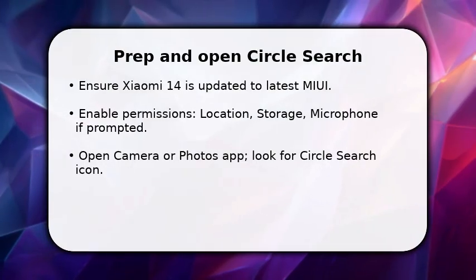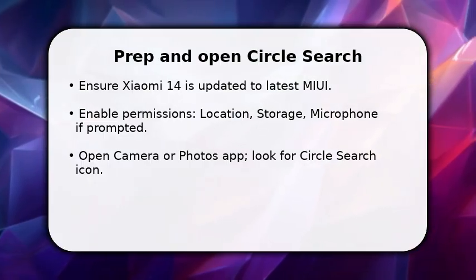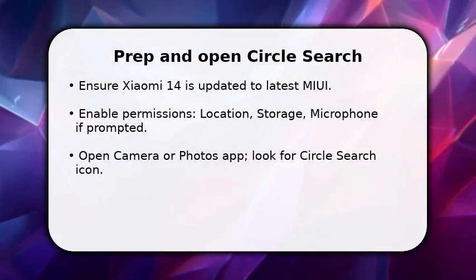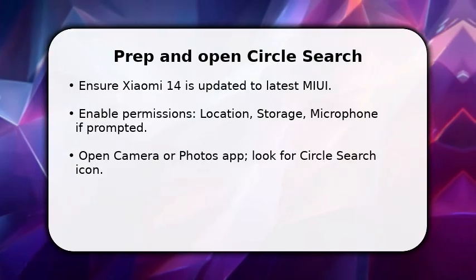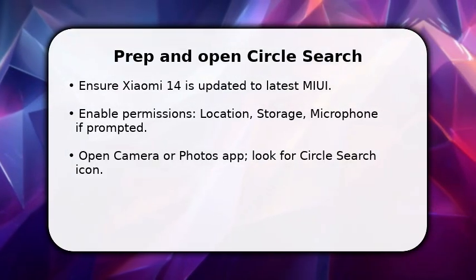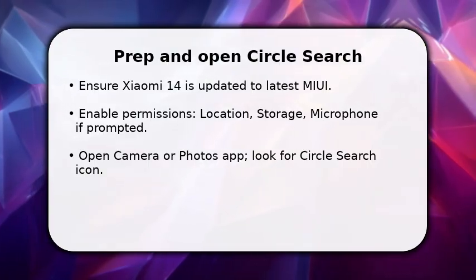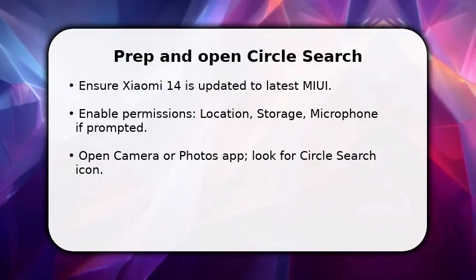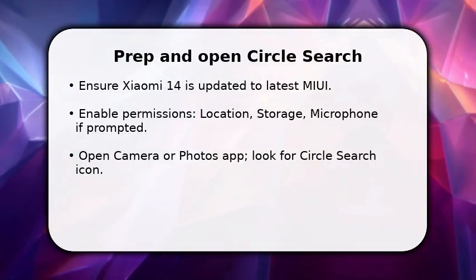You start by preparing your Xiaomi 14. Update MIUI and grant required permissions so Circle Search can access camera, photos, and microphone. Now open the camera app or the photos gallery. Locate the small Circle Search icon near the top or bottom of the screen. Tap it to activate the feature.